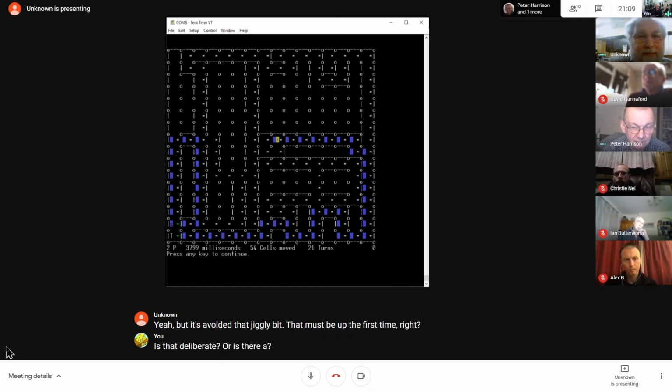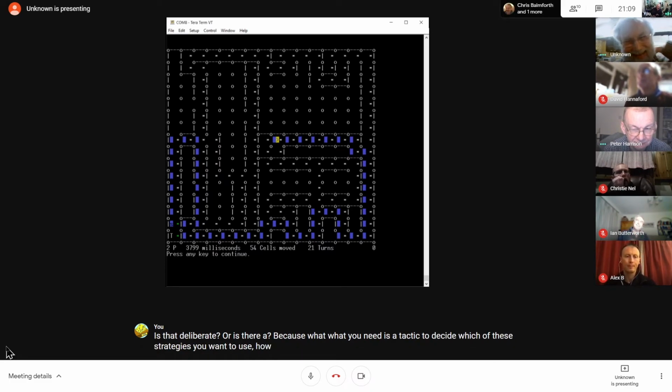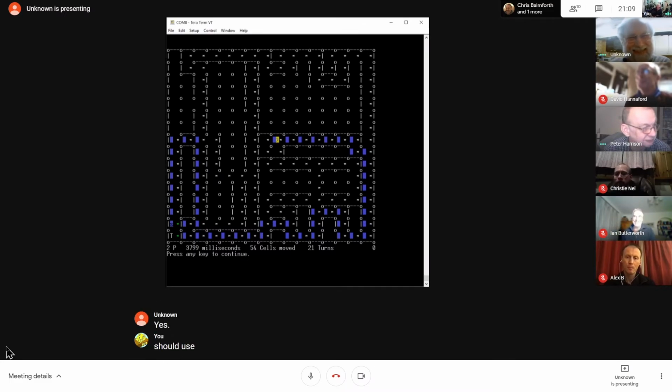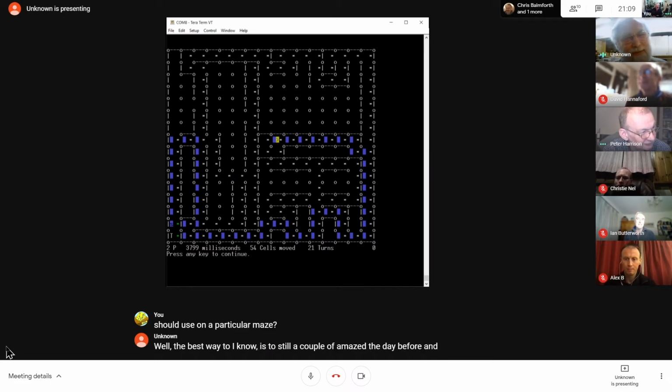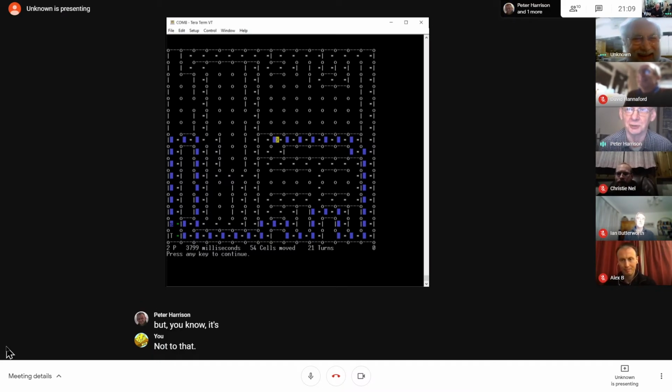Because what you need is a tactic to decide which of these strategies you want to use. How do you decide which one it should use on a particular maze? Well, the best way that I know is to steal a copy of the maze the day before and run the solver on it with all possible strategies. It's traditional in the UK to not have a maze until somebody's actually made it.